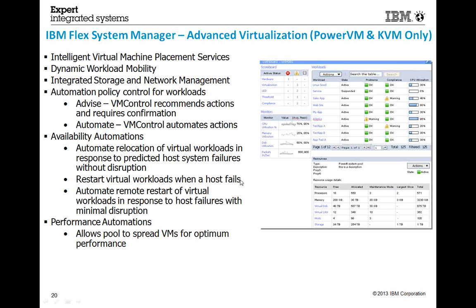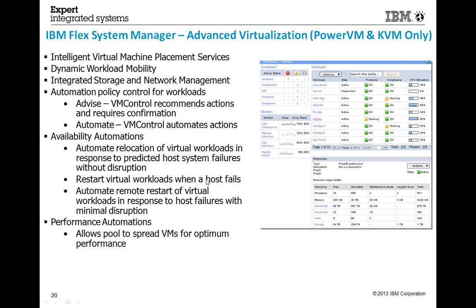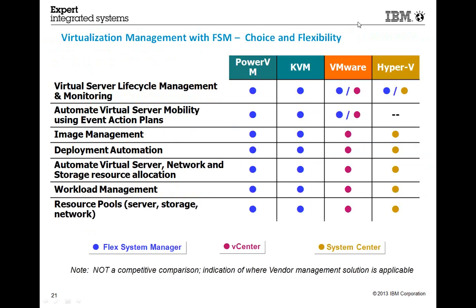And as you can see on the slide, there are some screenshots as well as some capabilities that you can do with availability automations: relocation of virtual workloads in response to predictive host failures without disruption, restarting virtual workloads when a host fails, automate remote restart of virtual workloads in response to a host failure with minimal disruption, and so on and so forth. Now remember, that's KVM and VMware.